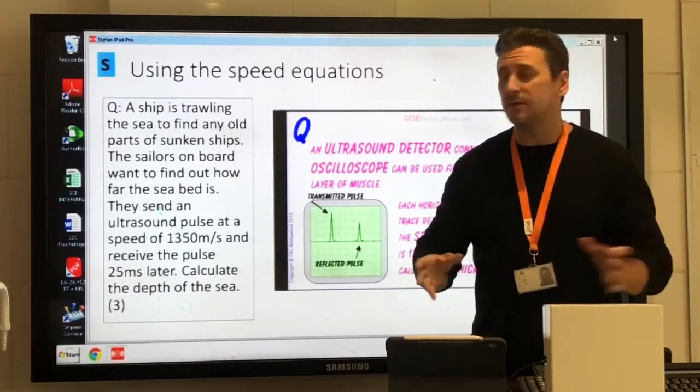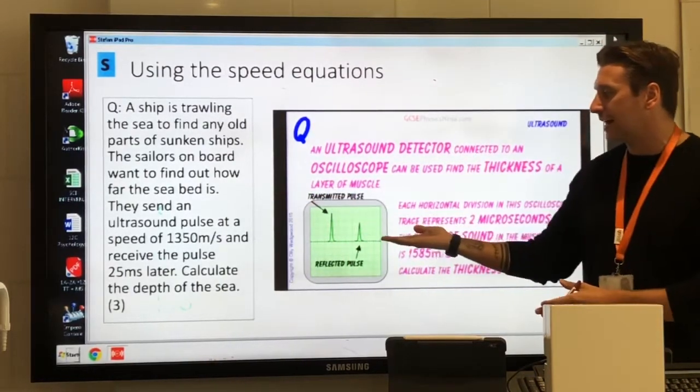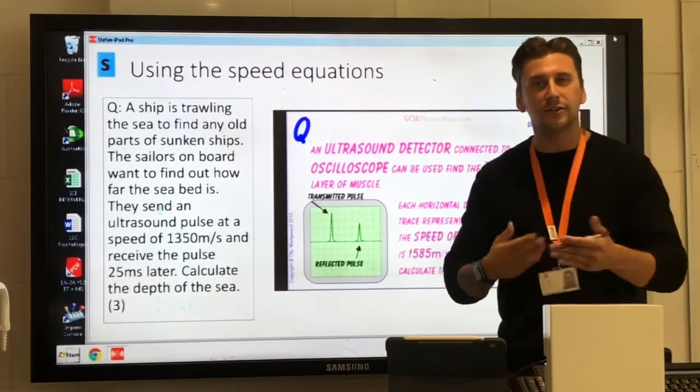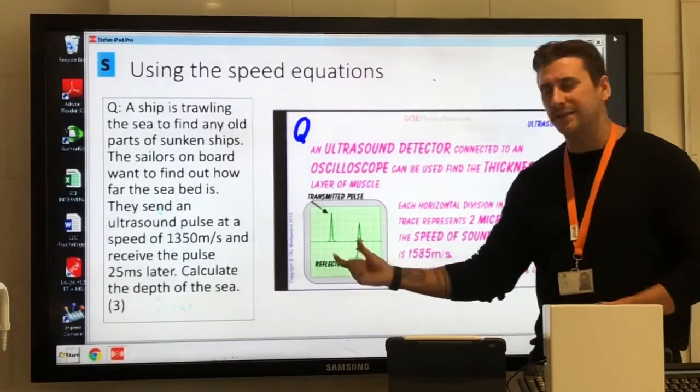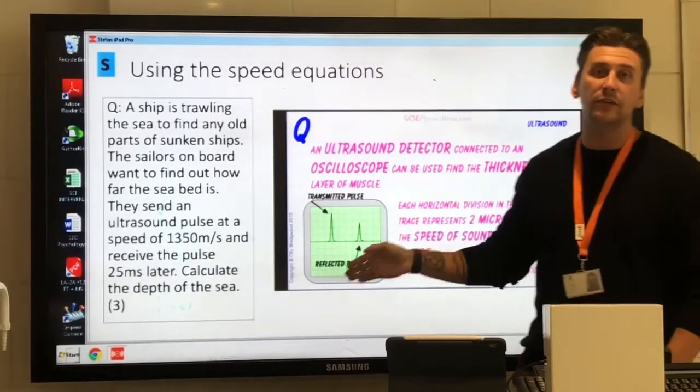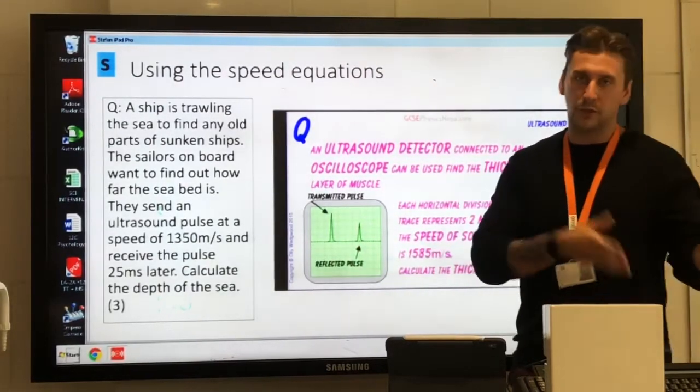It's exactly the same as the one before, except we're using a graph to find the time taken to travel there and back, using the gap, the distance between the two spikes, and we know that each square on the grid is 2 microseconds, which we convert.